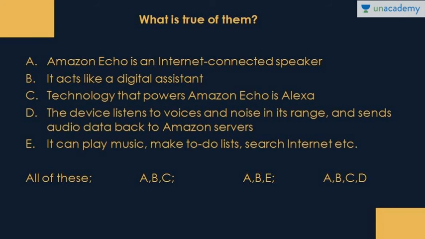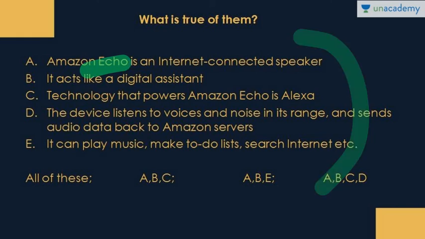Next, what is true of them? A. Amazon Echo is an internet connected speaker. B. It acts like a digital assistant. C. Technology that powers Amazon Echo is Alexa. D. The device listens to voices and noises in its range and sends the audio data back to Amazon service. E. It can play music, make to-do lists and search internet as well. So why news? Will do it in the next slide.